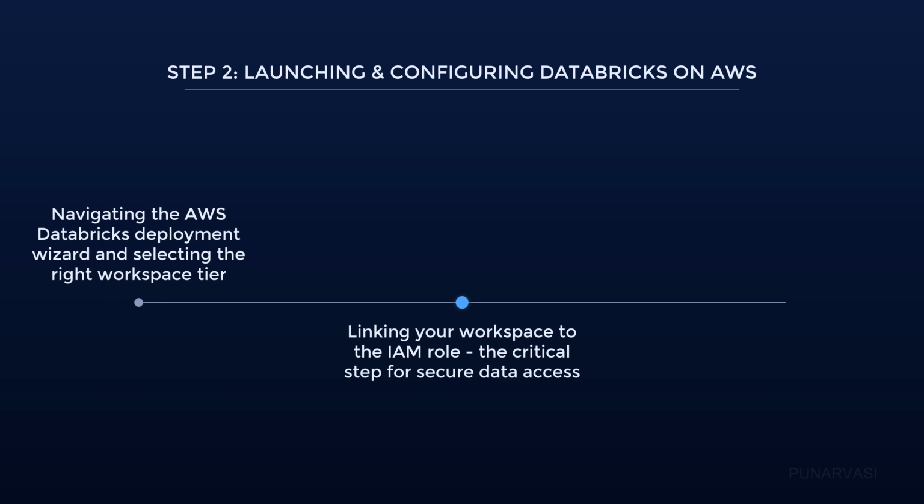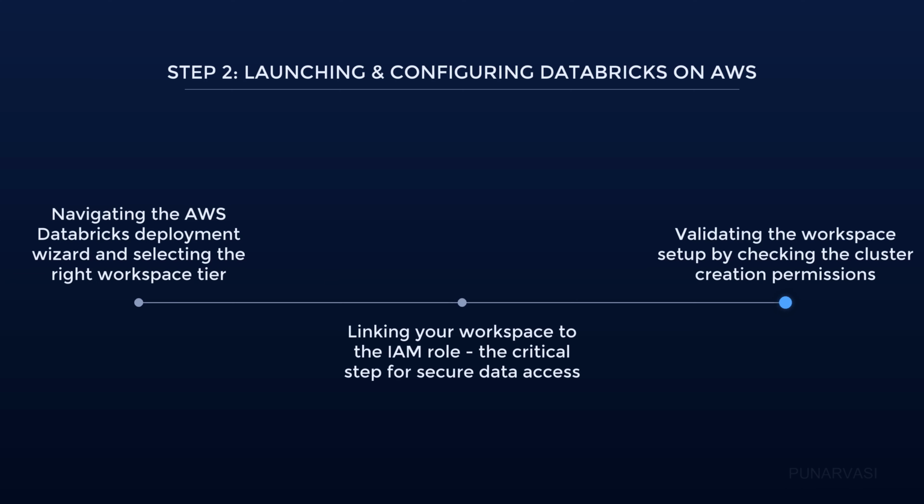Now, we attach the engine's throttle, linking the IAM role. Without this connection, your Databricks engine is stranded. It can see S3 but cannot touch your data. This role grants just the right permissions, turning a silo into a powerful, controlled pipeline. Nail this, and your data flows securely. Miss it, and nothing works.